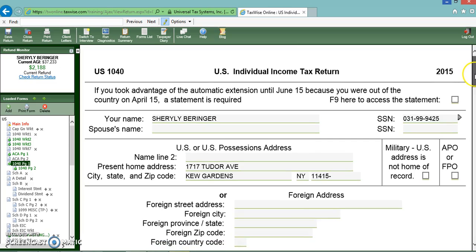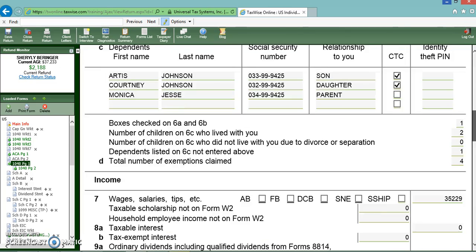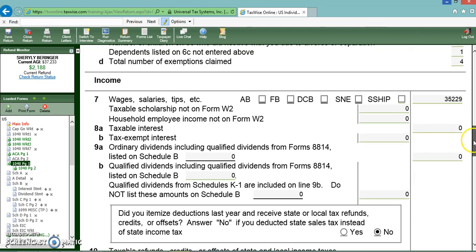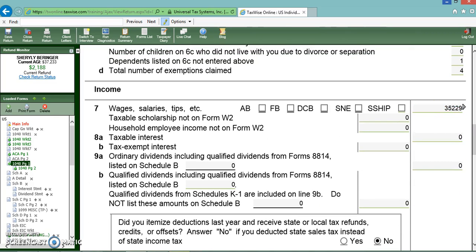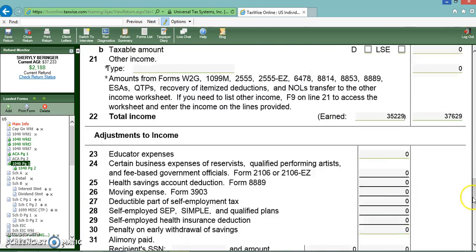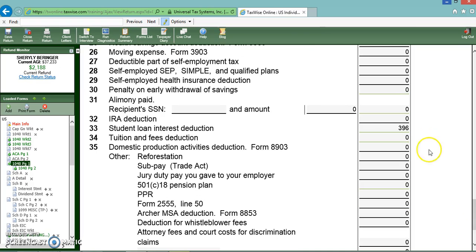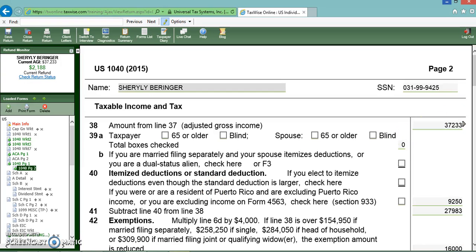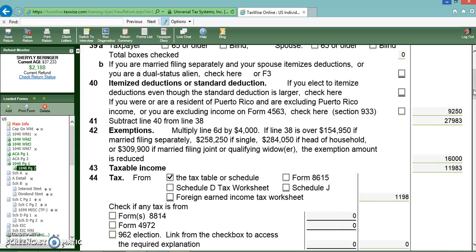So after you've filled out the return on your own, you should have, well, let's just go to 1040. Following information, their wages should be $35,229. That's from the W-2. $2,400 worth of unemployment compensation. She has a $396 deduction for student loan interest. AGI should be $37,233.